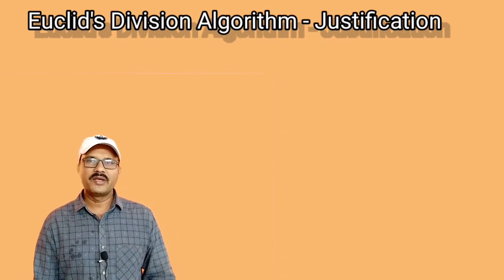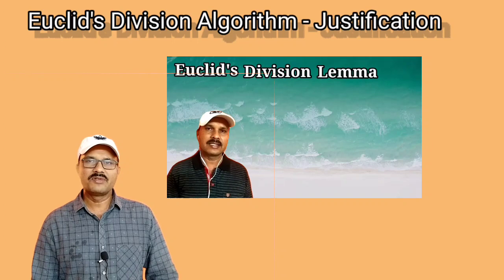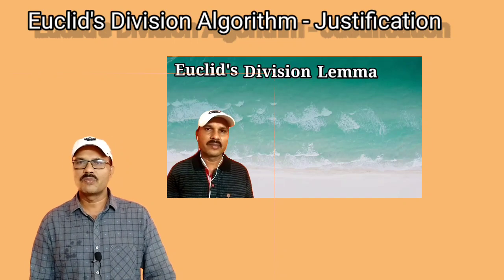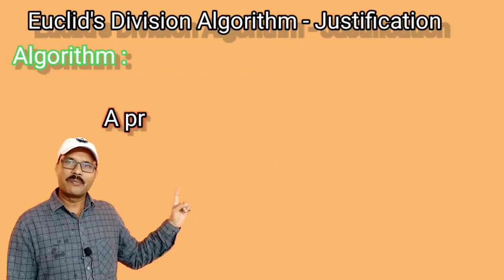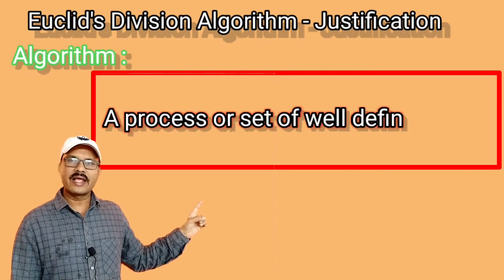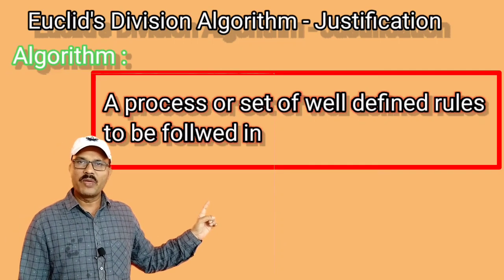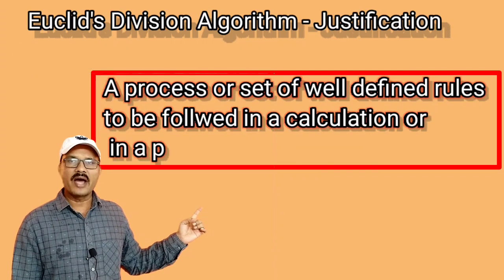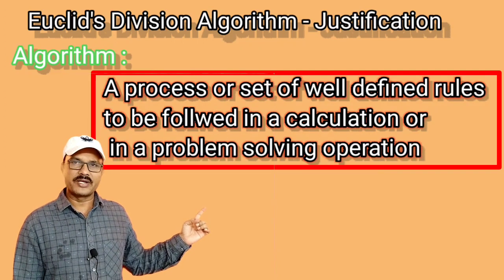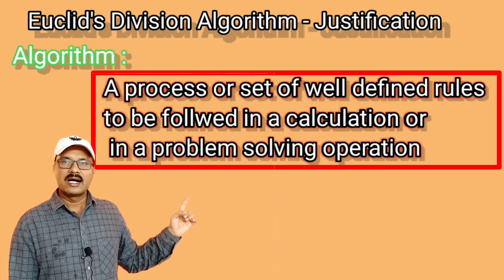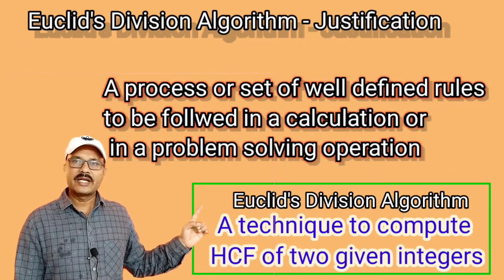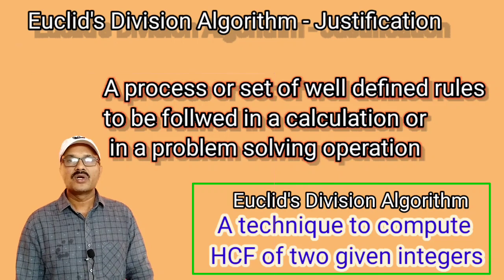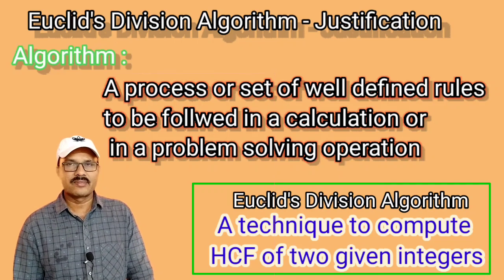In my previous video, I have explained Euclid's division lemma. Don't be confused, both are not the same but related. The word algorithm means a process or a set of well-defined rules to be followed in a calculation or in a problem-solving operation. Likewise, Euclid's division algorithm is also a technique to find out the HCF of given positive integers.